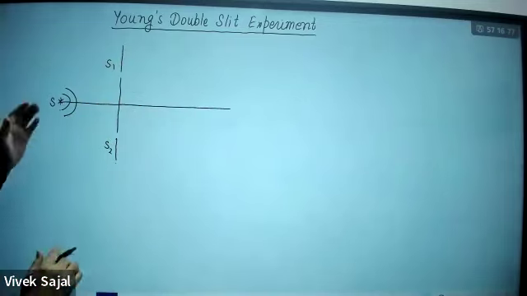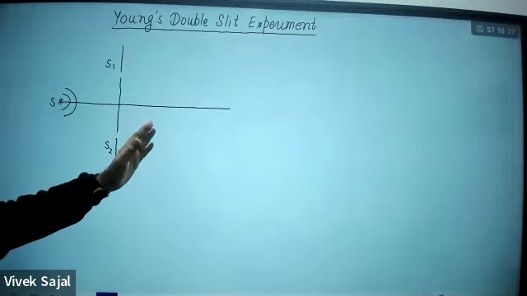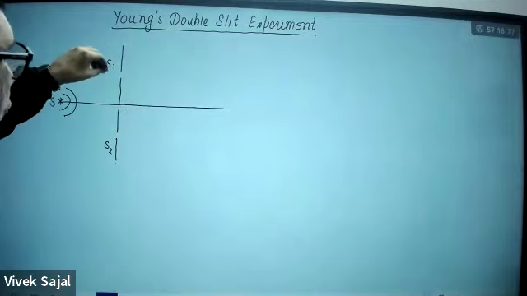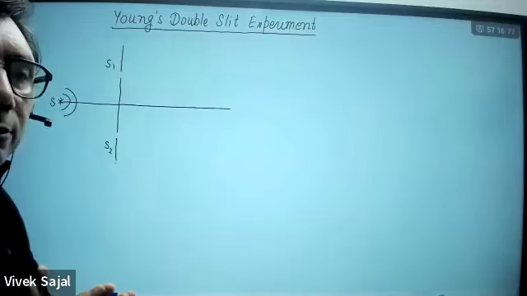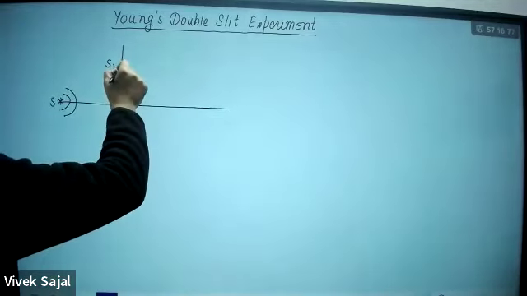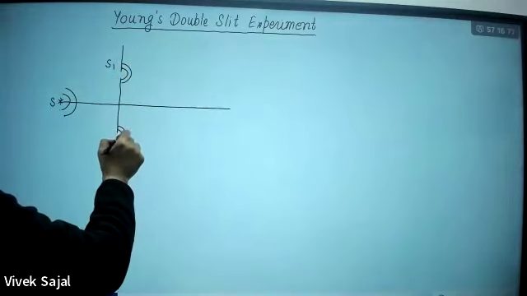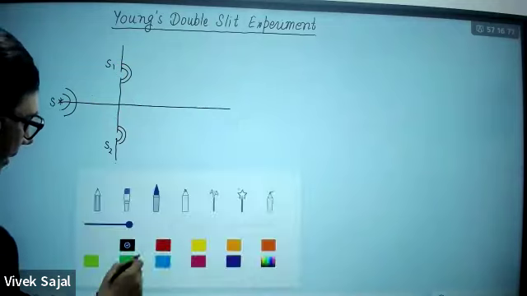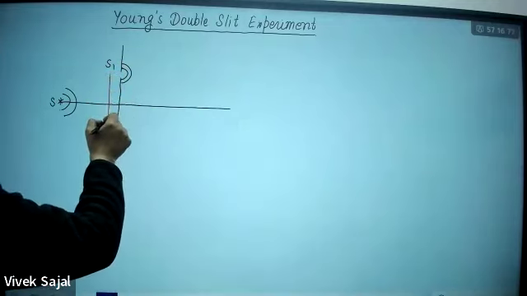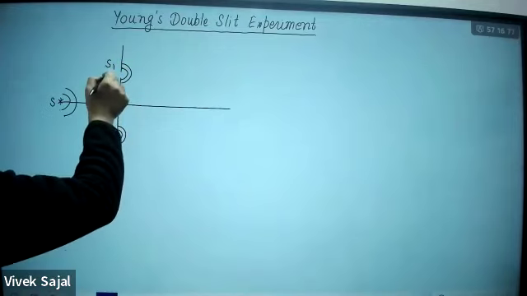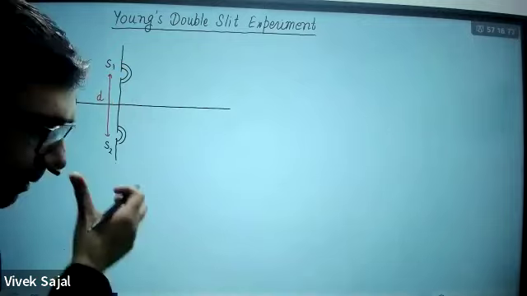Now a part of the wavefront is emerging from S1, another part is emerging from S2, and these two sources of light, S1 and S2, are behaving like coherent sources. Now I am assuming that the separation between these two slits is small d.